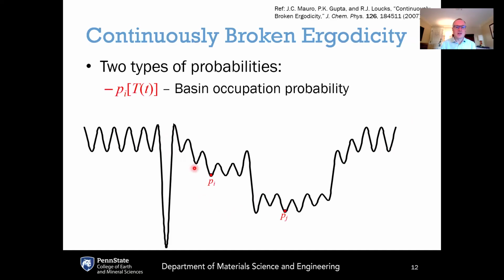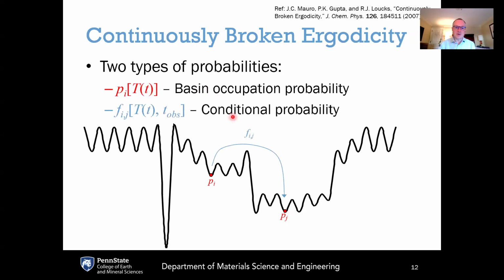There is first the basin occupation probability, the P sub i's. This tells you the probability that, if you take an instantaneous snapshot of the system, you would find the microstate in I, for example. If you're in this basin I here, that probability is Pi. If you take a snapshot of the system, the probability of finding it in this other basin J is Pj. That's the first type of probability, and for a non-equilibrium glass, that depends on the entire thermal history of the system. The temperature is a function of time.